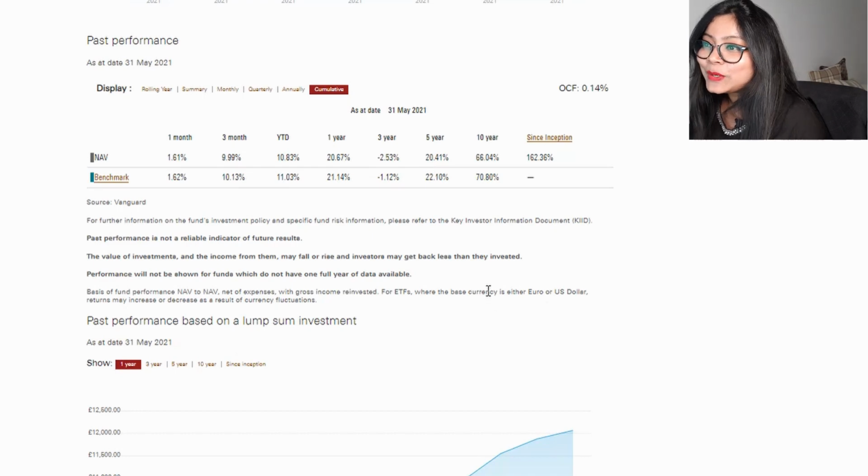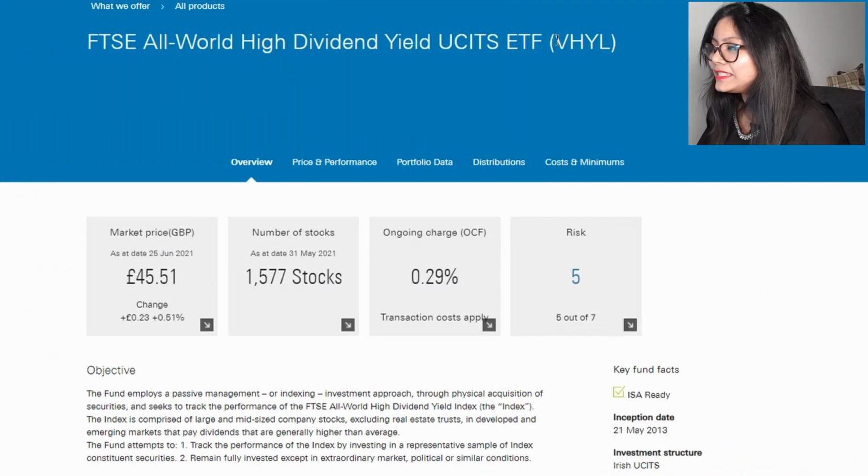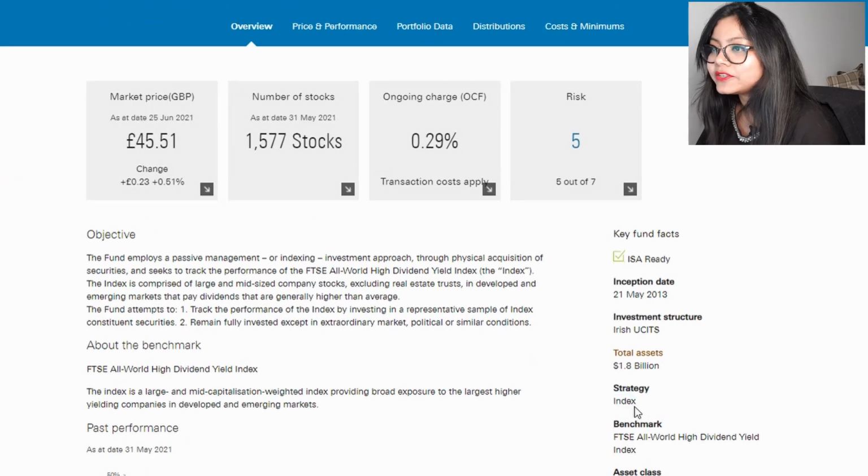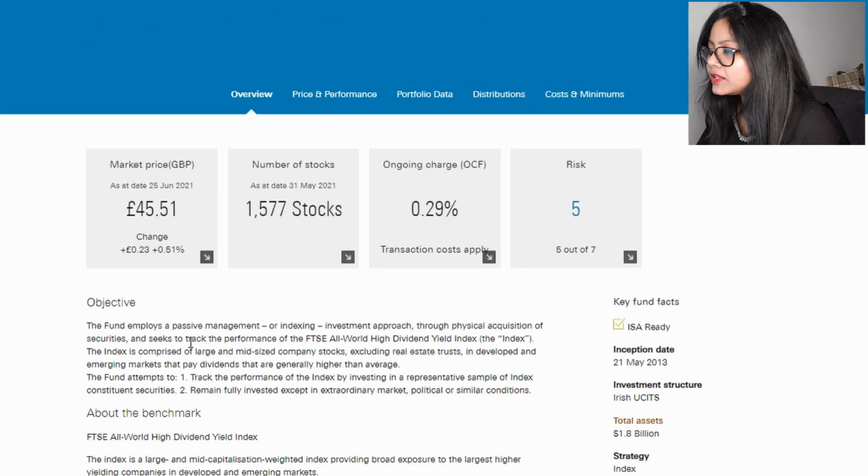Right, finally, let's look at the last one. The last one I want to talk about is the FTSE All World High Dividend Yield ETF. You can see in the name that it is an ETF, so it is not a fund, and it is an index strategy as well. So again, it is passively managed and not actively managed. So what is this fund trying to do? They're trying to do the indexing against the benchmark called the FTSE All World High Dividend Yield Index.